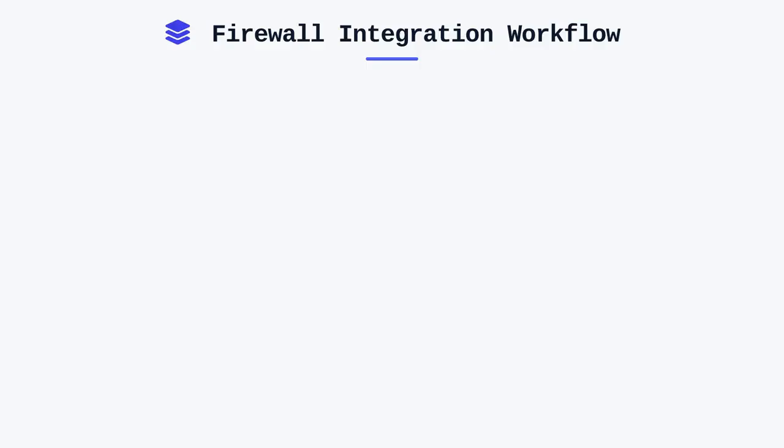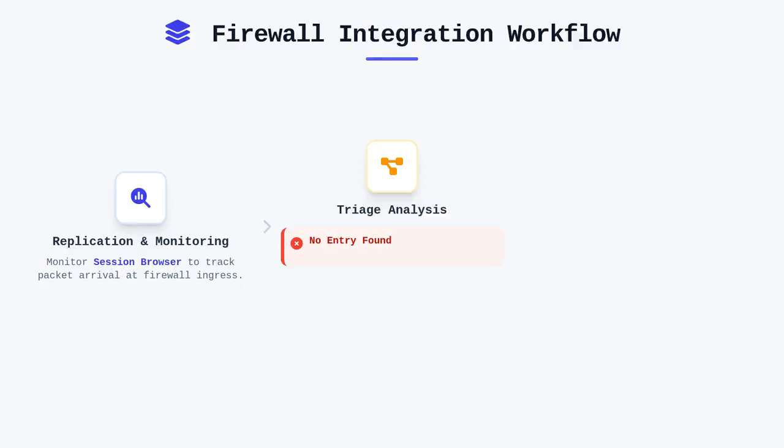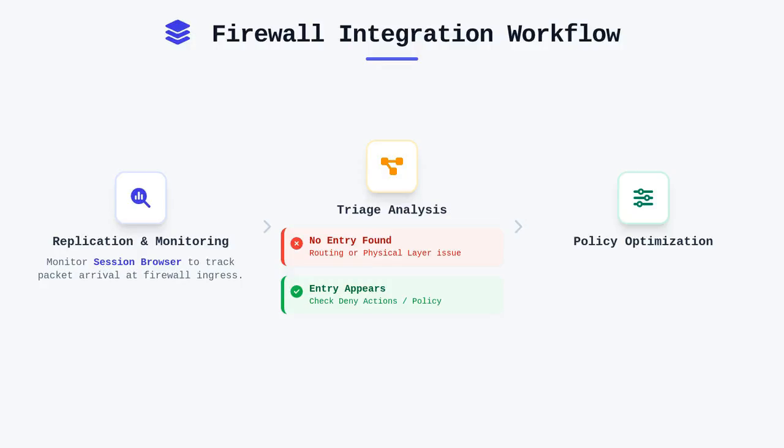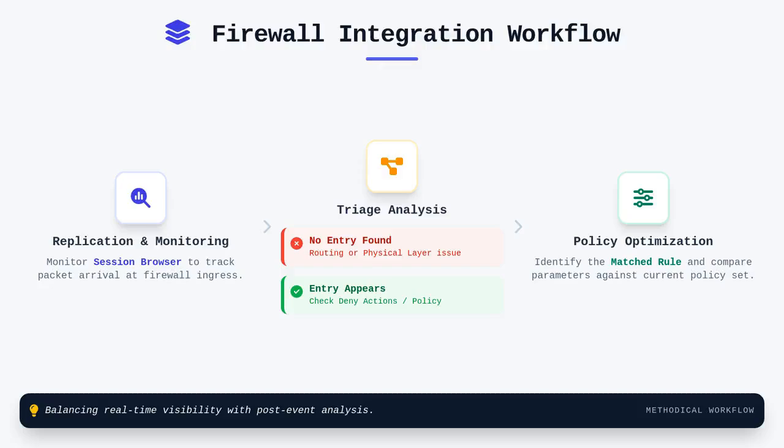Integrating both tools requires a methodical workflow that balances real-time visibility with post-event analysis. I usually start by attempting to replicate the issue while monitoring the session browser to see if the packet arrives at the firewall ingress and gets matched to the correct zone. If the entry does not appear, your issue is likely routing or a physical layer concern before the traffic ever hits the firewall. If it appears but is immediately dropped or marked with a deny action, check the security policy rule name column to identify exactly which rule is responsible. Once you identify that, compare the matched rule parameters against your current policy set.